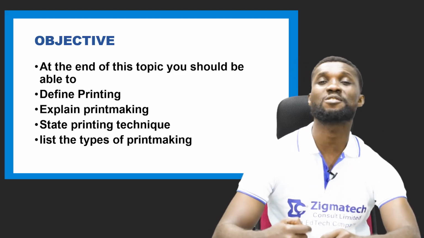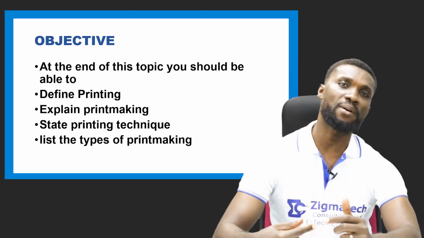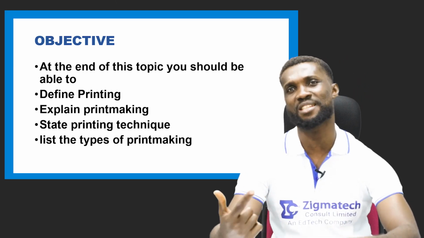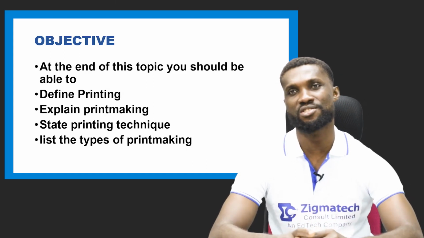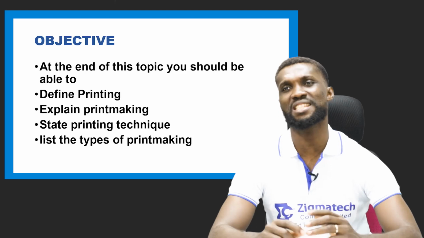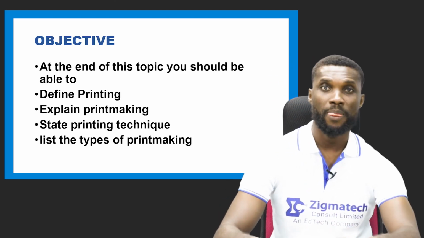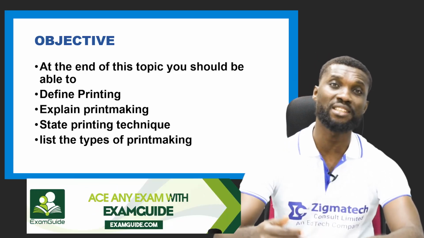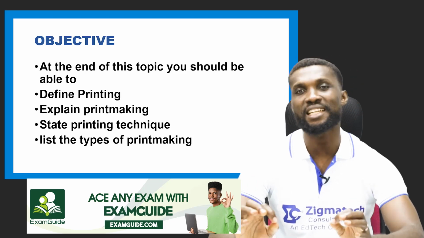Secondly, we are going to explain the printmaking process. We are also going to talk about the historical background of printing, where exactly printing started, and who invented the first printing machine. Thirdly, we are going to state the printing techniques. There are different ways in which we print, so we are going to list them one after the other and break them down bit by bit so that you know each and every one of them.